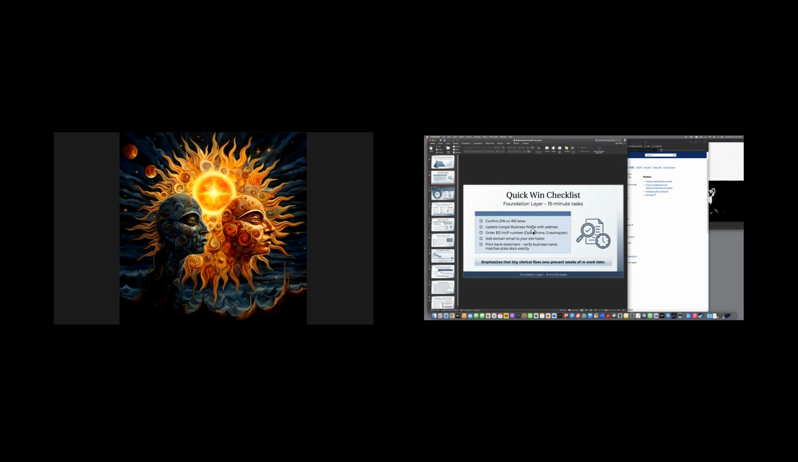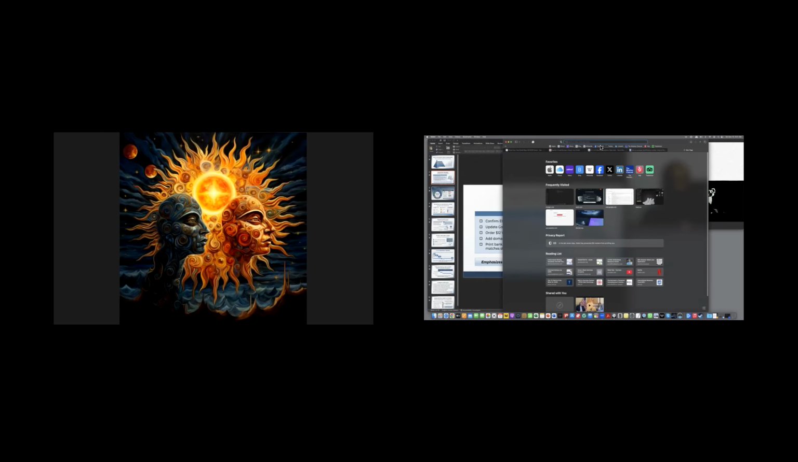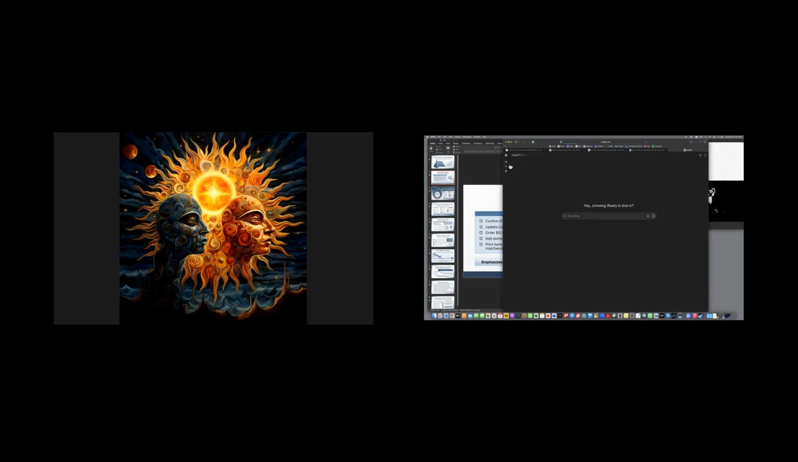Update your Google business profile with an address. Okay, what do they mean? Physical address. Okay, let's get further clarification on this.